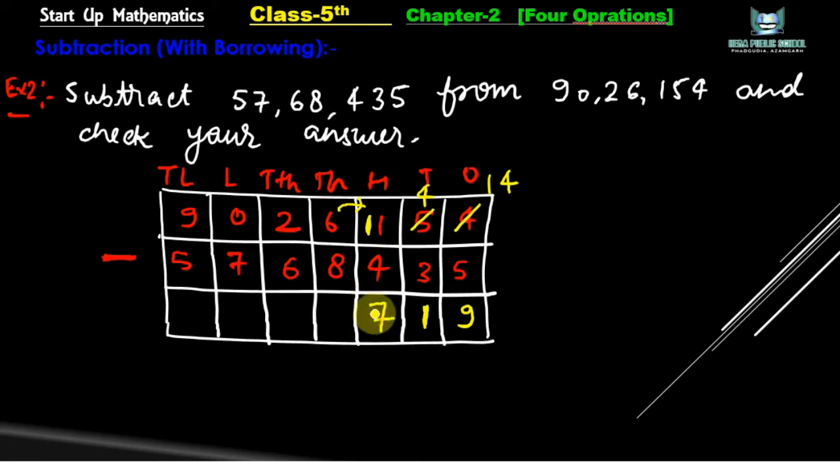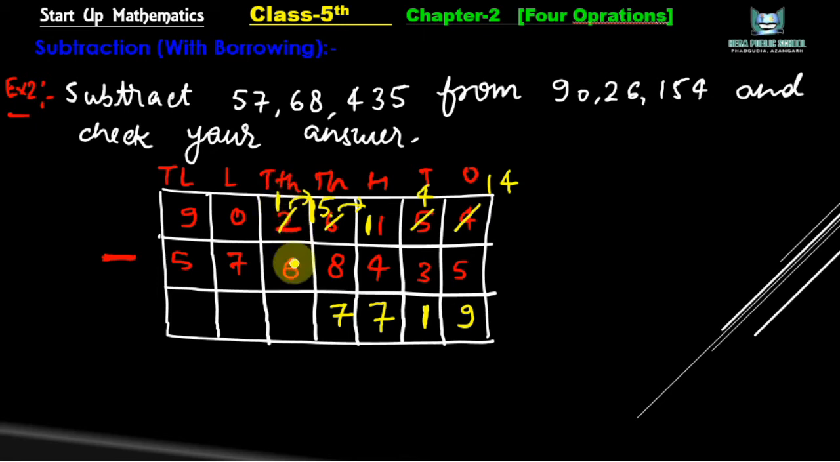Here we get 5 because 6 has already given 1 borrow. We cannot subtract 8 from 5, so we need a borrow. So we get a borrow from 2. Here we get 15, and 15 minus 8 is equal to 7. Now it will become 1. It will become 1. So we cannot subtract 6 from 1.